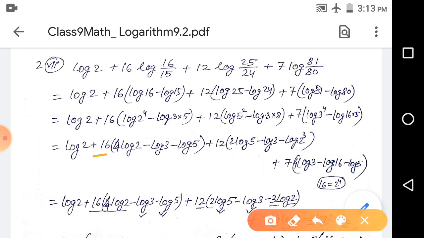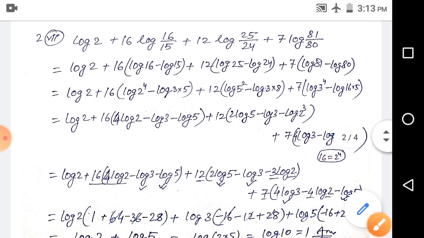Now see, for those, it's 12. Okay, log 5 square we can write 2 log 5, log 3 minus log 8. Log 8 means 2 to the power cube. Then later we will be using the power law here. Here we have log 3 to the power 4, so it can be written as 4 log 3, and it is log 16 minus log 5. Okay, so 16 can be taken as 2 to the power 4.